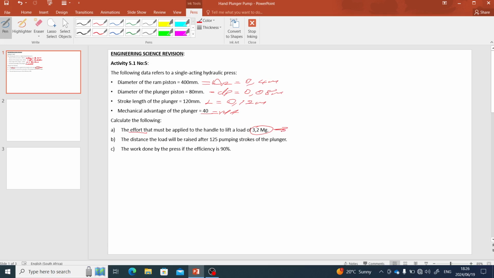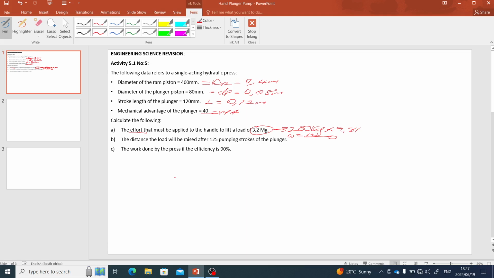Now, here we will have 3,200 kilograms. K is 1,000 multiplied by 1,000 gives us a million. Then we'll be having 3.2 million grams. Multiply by 9.81, then we get our W. All right, then we get our W in Newton there.